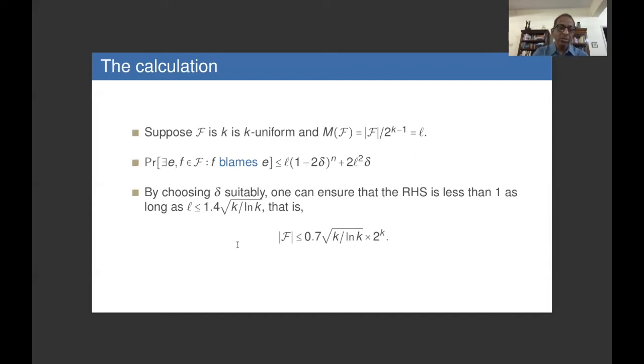And one can show that if L is something like square root k over log k, then one can choose delta so that this probability of failure is strictly less than 1, which means there is a coloring. That is, this random greedy coloring, which colors vertices one by one, will, with non-zero probability, successfully color this graph using colors red and blue. Now I want to tell you how we use this algorithm to show our result.